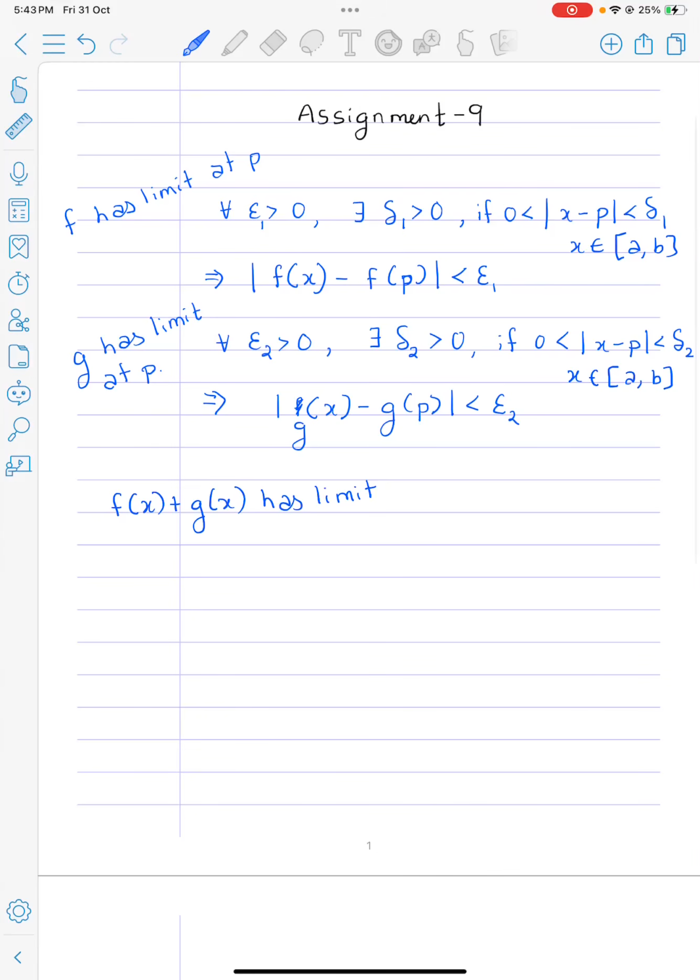Since f is continuous, it has a limit at point P, and that limit is f(p). So this definition holds, right? For every epsilon greater than 0 there exists a delta 1 greater than 0, such that if this condition holds and x belongs to (a, b), then this condition holds. Similarly, it is also given that g is continuous at P, so g has a limit at P, and that limit is g(p).